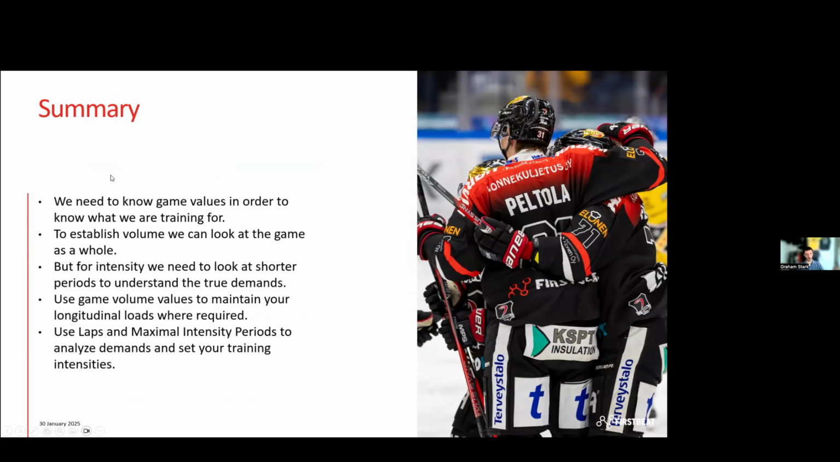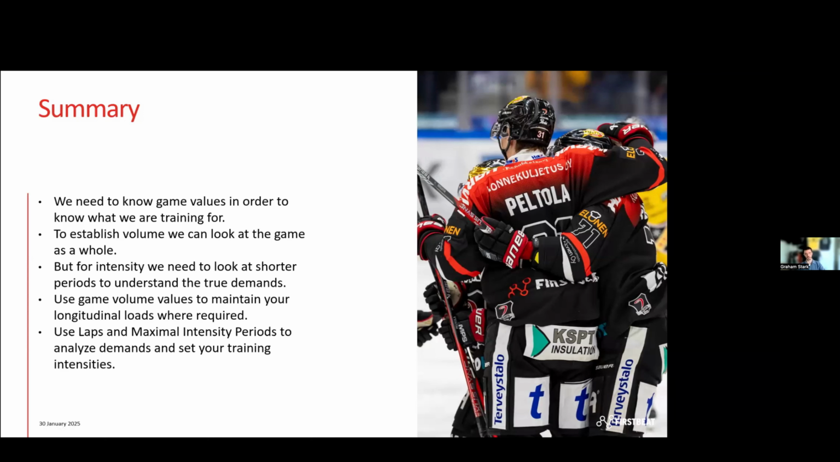We need to consider the whole game and shorter periods within it, because if you only look at the whole game, it's going to give you a false picture of the true intensities involved. You can use that volume data for maintaining your longitudinal, acute and chronic loads, and then use laps and maximal intensity periods to analyze your specific drills.